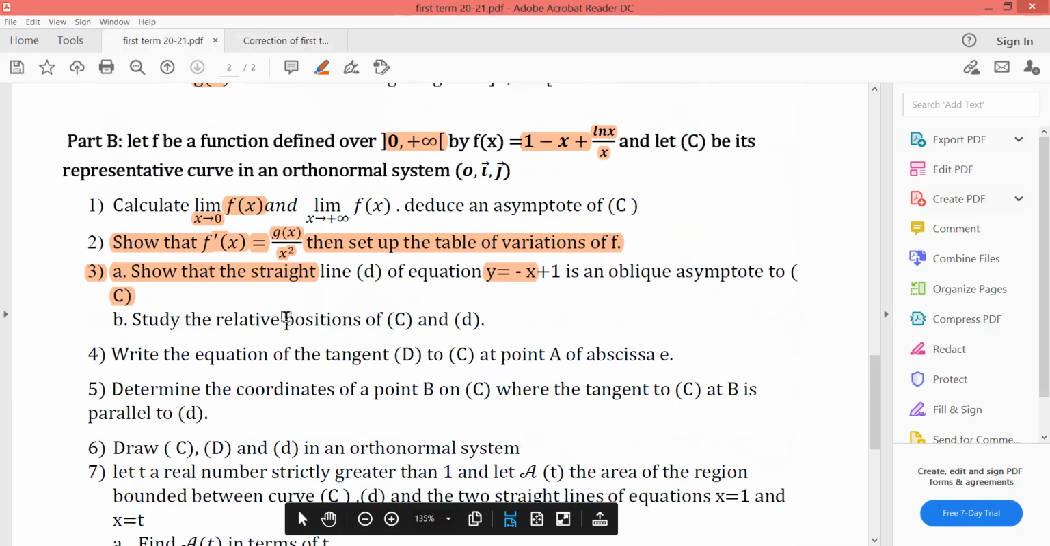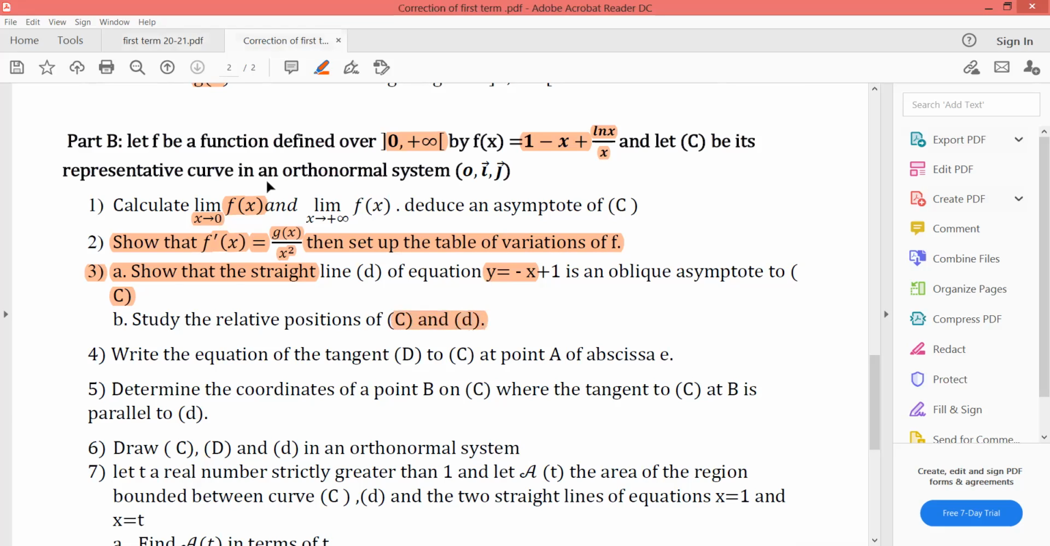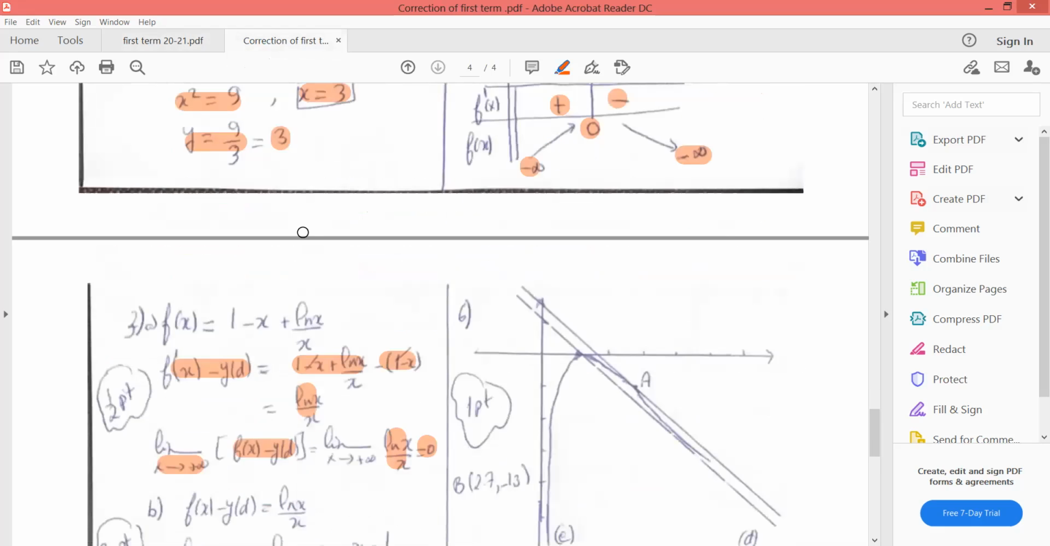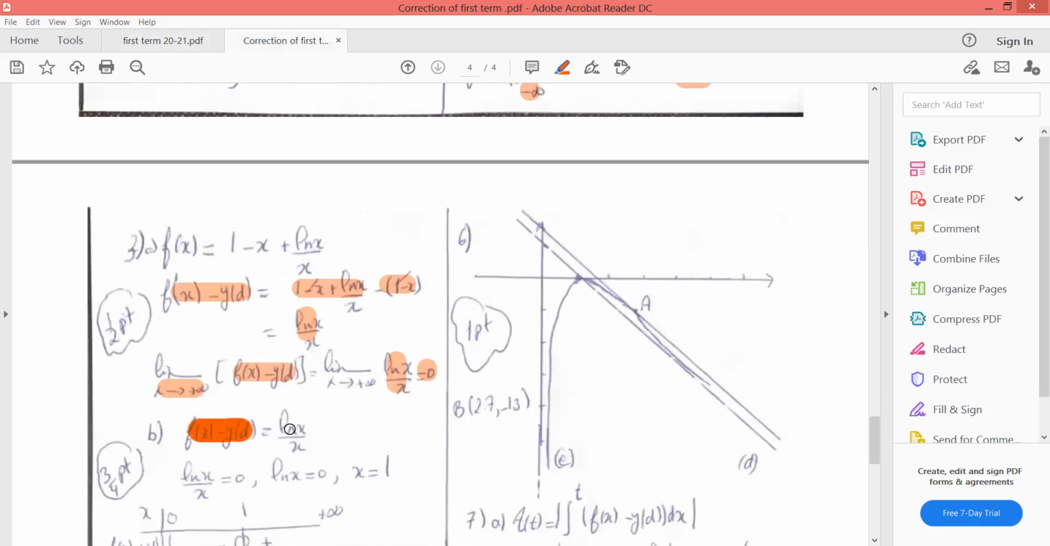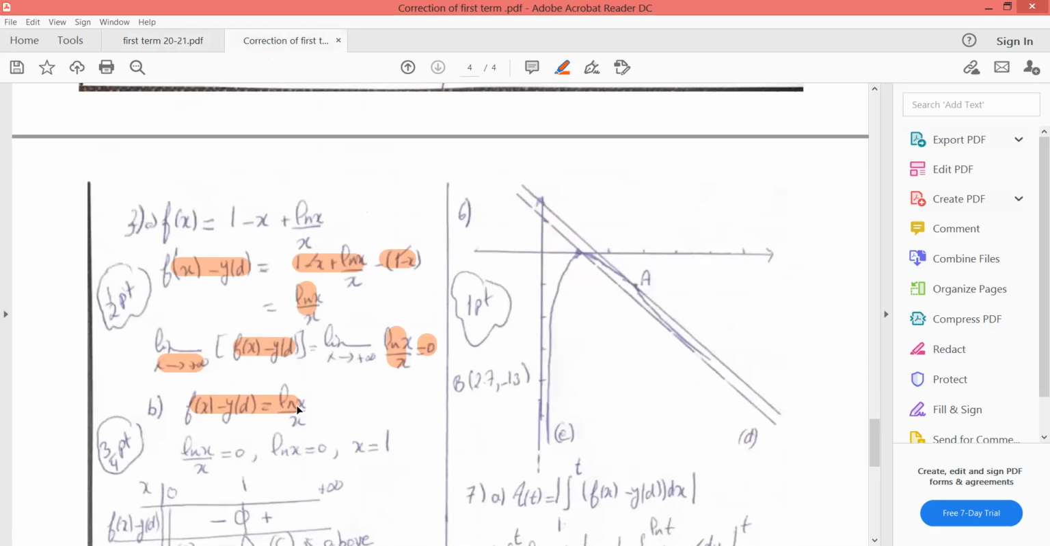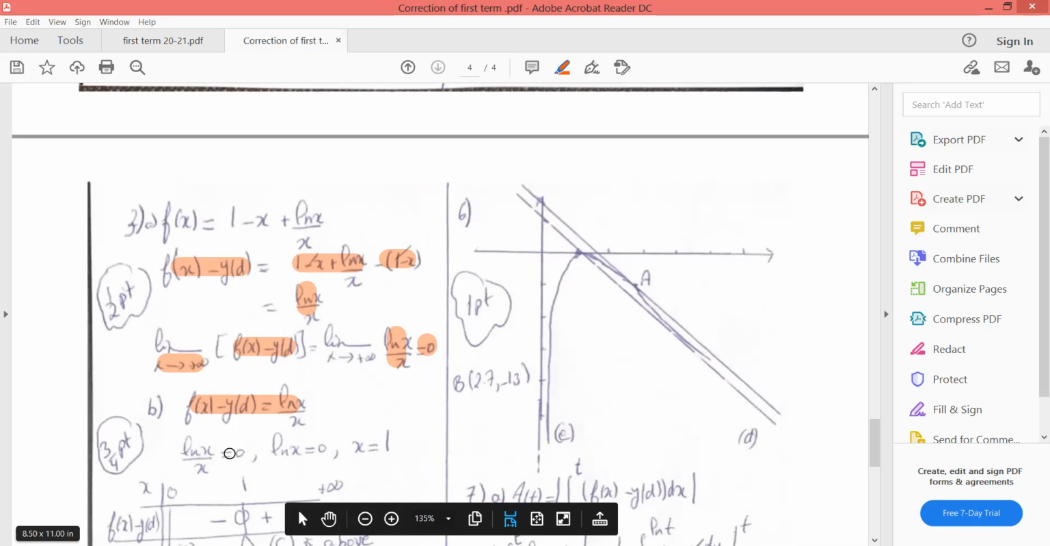Now study the relative positions between C and D. To study the position between the curve and the line, you have to study the sign of f(x) minus y_D. Now, f(x) minus y_D equals ln x over x. It is not always positive or negative, since ln x could be positive or negative, while x is positive. Pay attention: ln x over x equal to 0 means ln x equals 0, x equals 1.